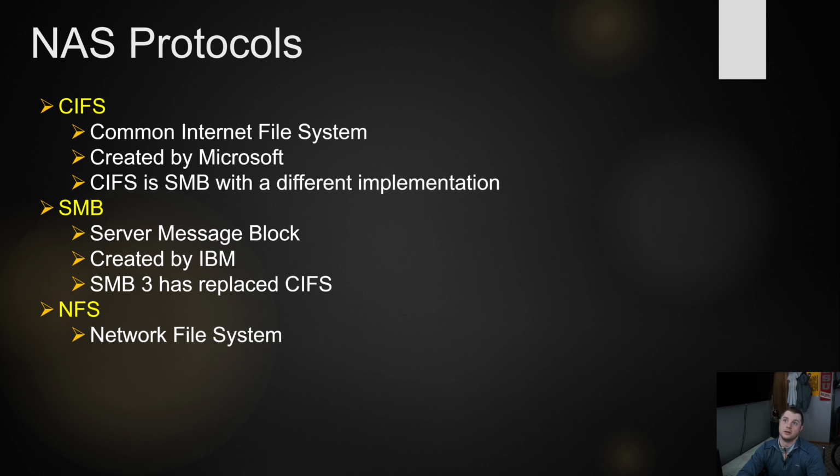So with that said, NAS protocols. CIFS, Common Internet File System, was created by Microsoft, and it was replaced by SMB with a different implementation. SMB, Server Message Block, was created by IBM. SMB3 has replaced CIFS. SMB is basically the standard that we all use for network shares, because SMB works on both Linux and Windows.